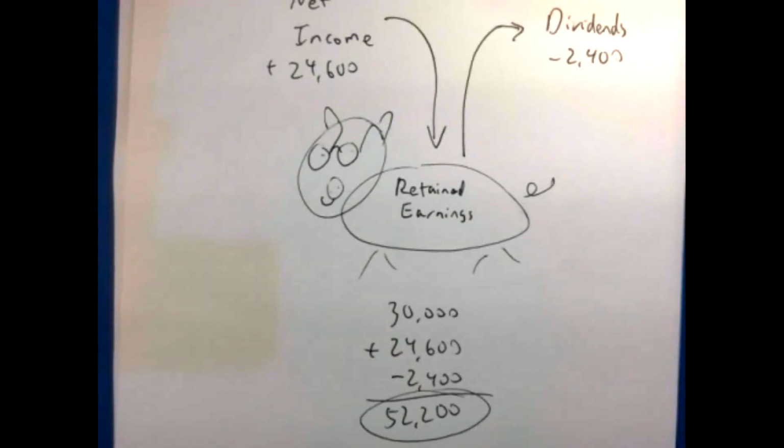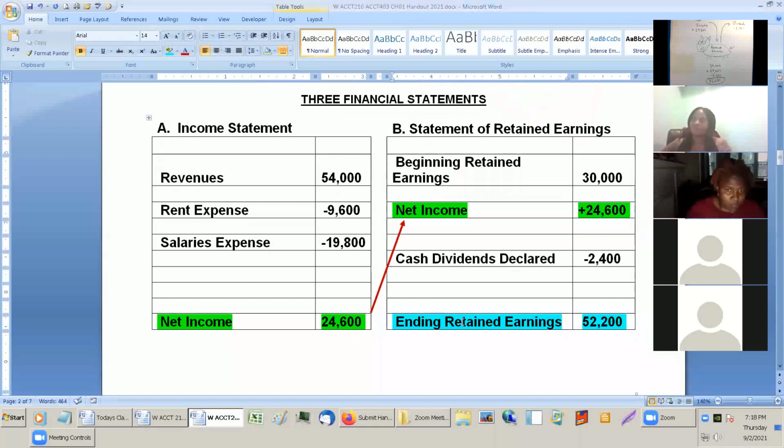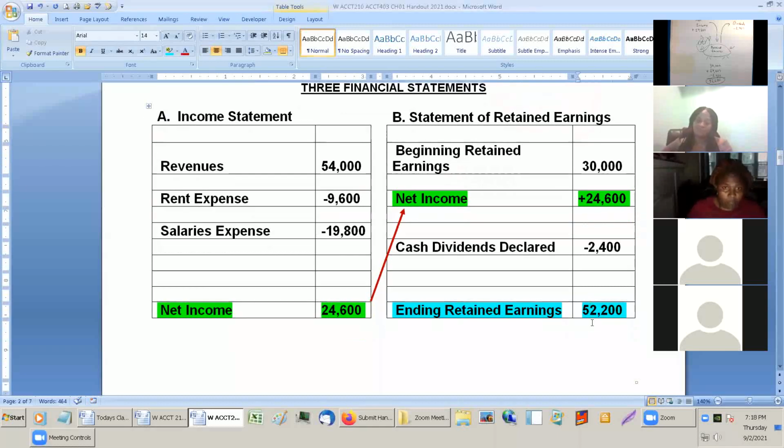All right, so let's get back to the. So going into the future, the most money that they could pay out for dividends is 52,200. They can't pay out more than that because that's all that's in the piggy bank.